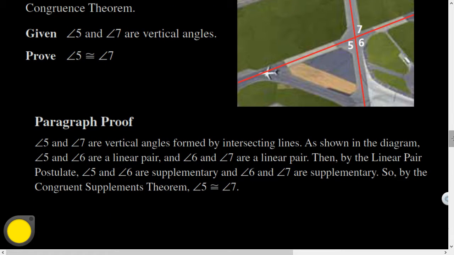Here's a paragraph proof. Angle 5 and angle 7 are vertical angles formed by intersecting lines, so they describe the situation. As shown in the diagram, angle 5 and angle 6 are a linear pair. And angle 6 and 7 are a linear pair, right? So they just gave two statements with the same reason. Then, by the linear pair postulate, angle 5 and 6 are supplementary, and angle 6 and 7 are supplementary. So by the congruent supplements theorem, angle 5 is congruent to angle 7.